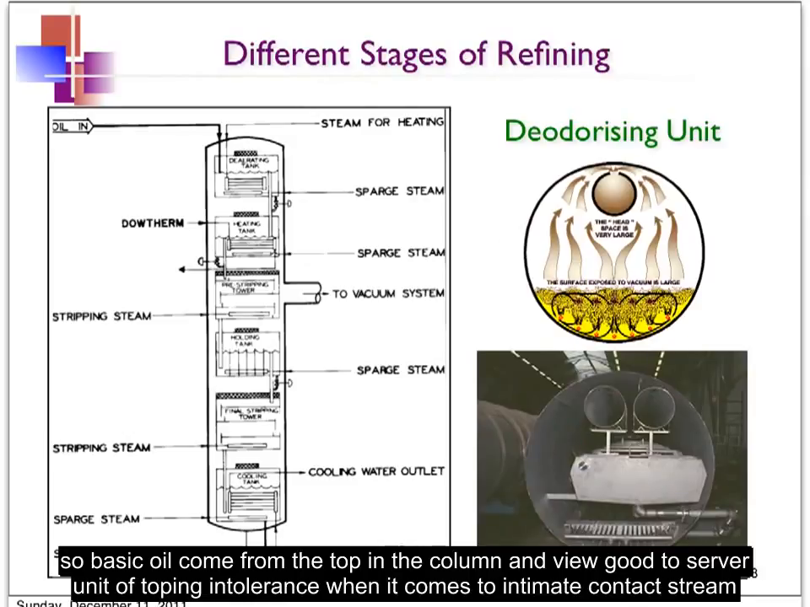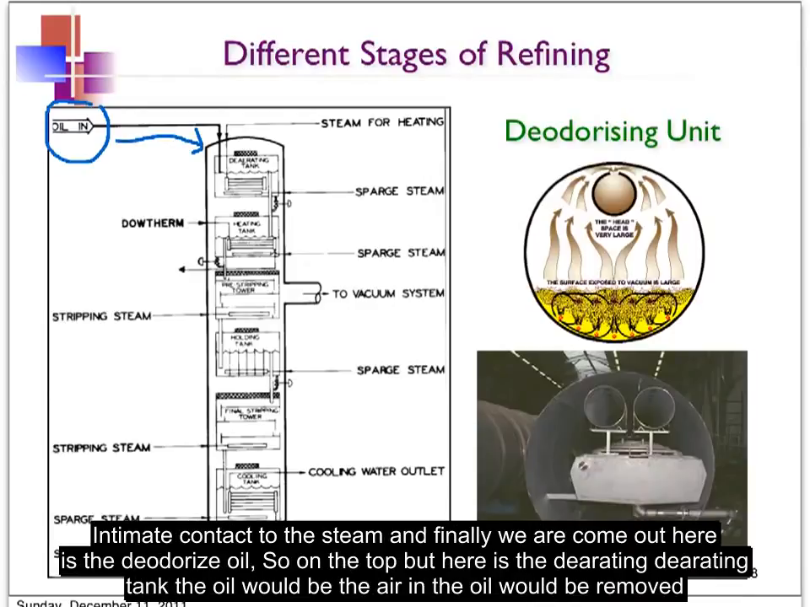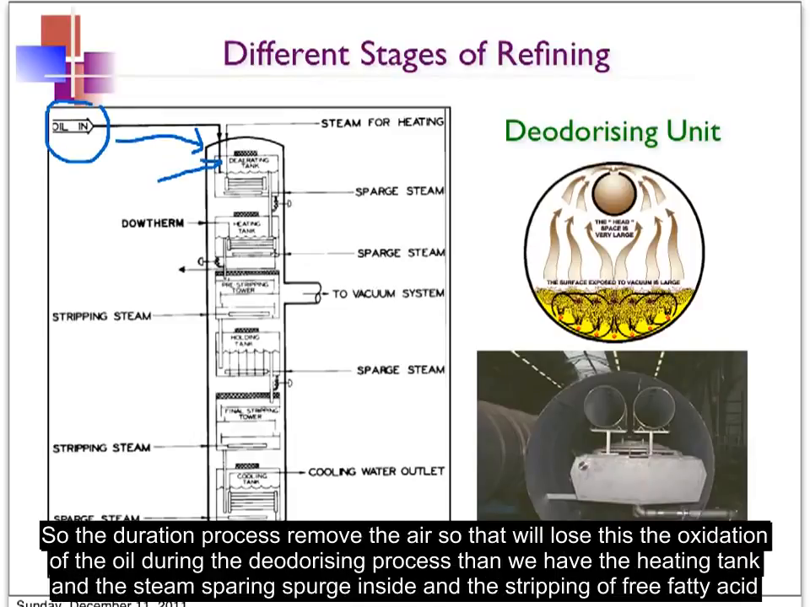So basically the oil comes from the top into the column, and will go through several stages of stripping of the volatiles when it comes into intimate contact with the steam, and finally it will come out here as the deodorized oil. So the top part here is the aerating tank, where the air in the oil will be removed. The aeration process removes the air, so that it will reduce the oxidation of the oil during the deodorization process.